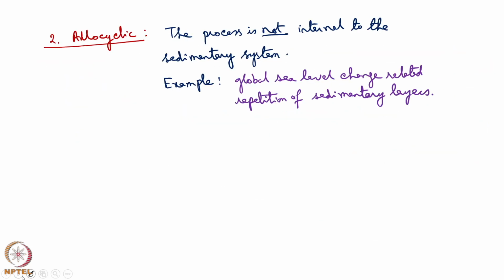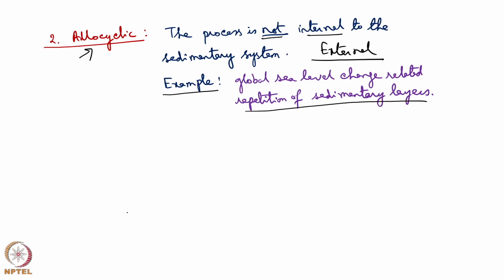Now, in contrast, we will see the allocyclic process. Here the process is not internal; rather, the process is external. An example of such cyclic deposition can be global sea level change related repetition of sedimentary layers. Now, global sea level change, transgression or regression, happens not because of local geology, local sediments, local influx of materials, local landslides, etc. This rather happens due to Earth's rotational change that, on a very large scale, leads to change globally.